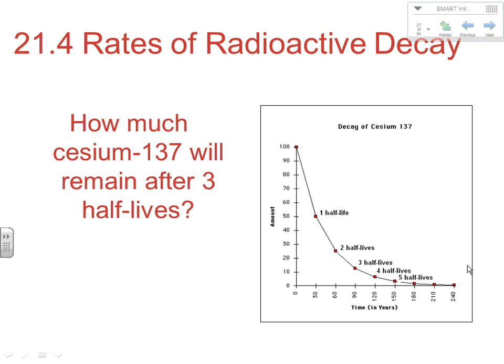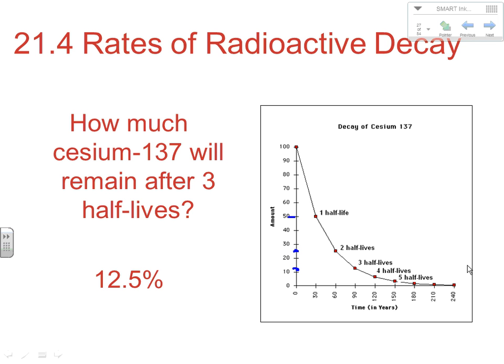Now, how much cesium-137 will remain after 3 half-lives? Remember, in terms of half-lives, you're really counting how many times you have to divide by 2. So if we start with 100% of our sample, after 1 half-life we're down to 50%. After 2 half-lives, we're down to 25%. Divide that by 2 again, and after 3 half-lives, we're at around 12.5%.